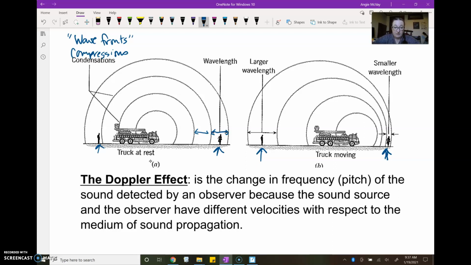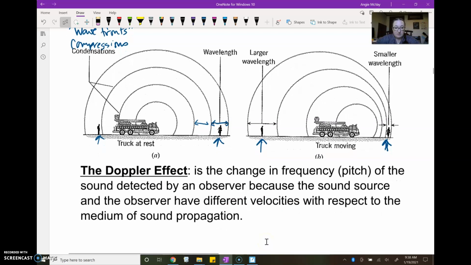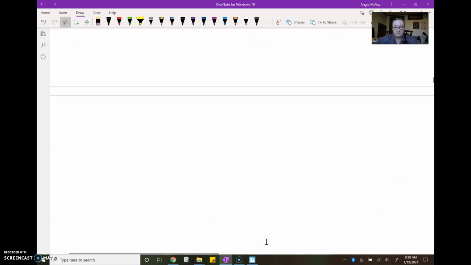So the Doppler effect is the phenomenon in which there is a change in frequency or pitch of a sound detected by an observer because the sound source and the observer have different velocities with respect to the medium of the sound propagation.